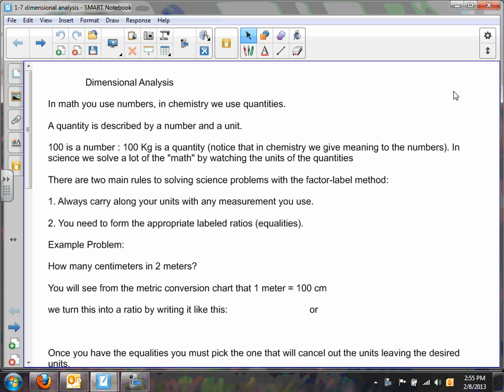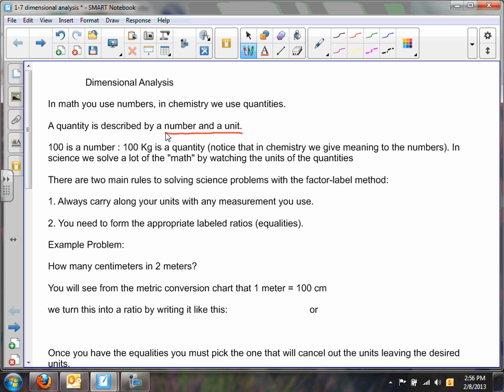Today we're going to go through a few examples talking about dimensional analysis, where we use the labels or factors to cancel out units. Now in math, they think of you use numbers. In chemistry, we use quantities or measurements, and that's why we always have a number along with a unit. 100 is a number. 100 kilograms is a quantity. Tells me what I've actually measured.